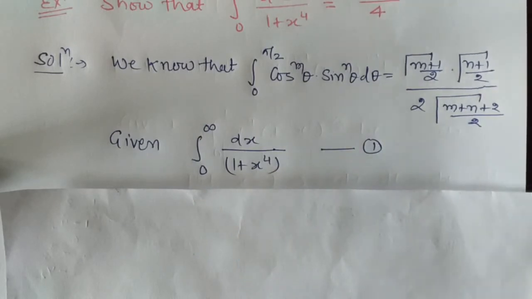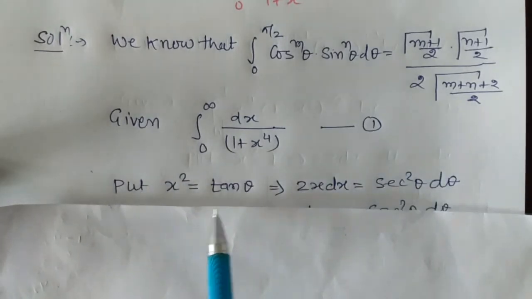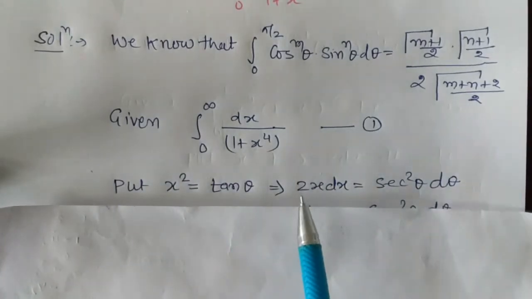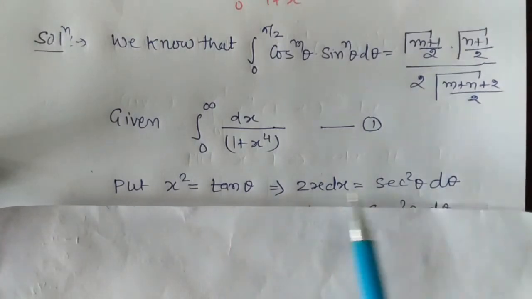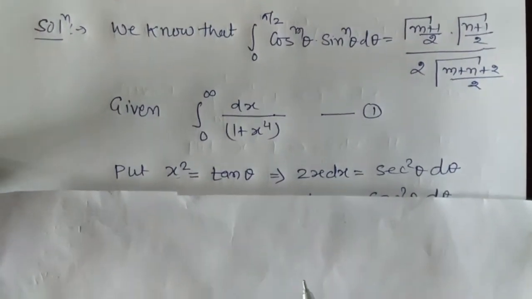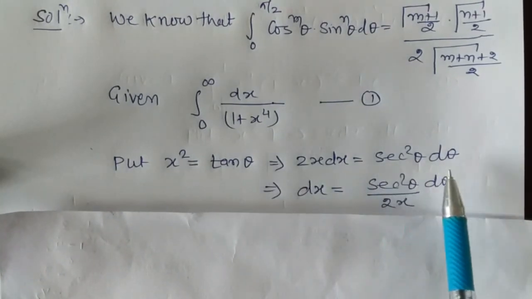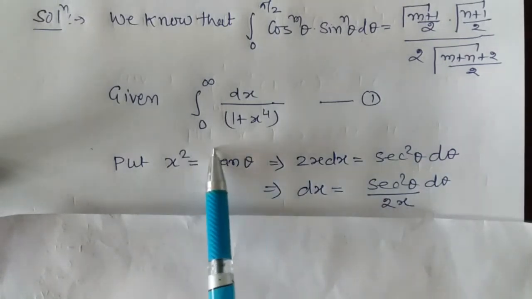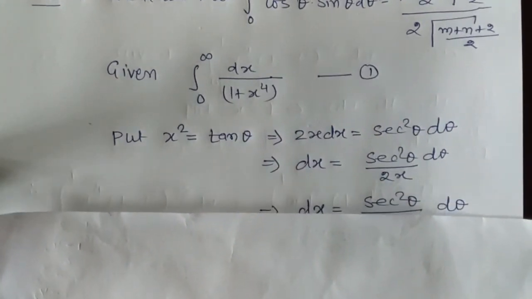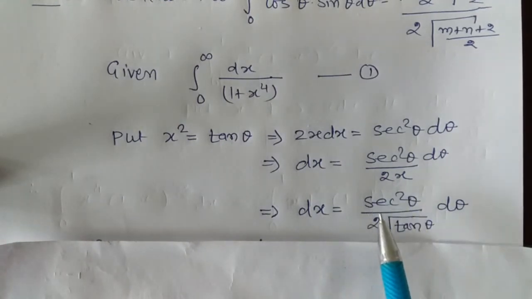Here we use a substitution, which is x square equal to tan theta. Then by differentiation we have 2x dx equal to sec square theta d theta, which leads to dx equal to sec square theta d theta by 2x, and the value of x is root tan theta. So we get dx equal to sec square theta d theta upon 2 root tan theta.